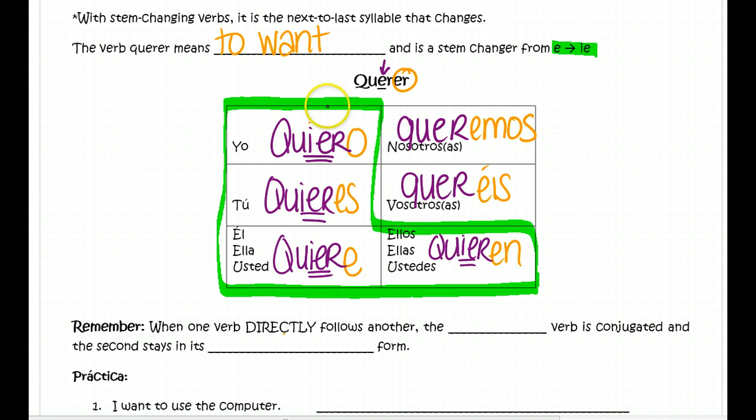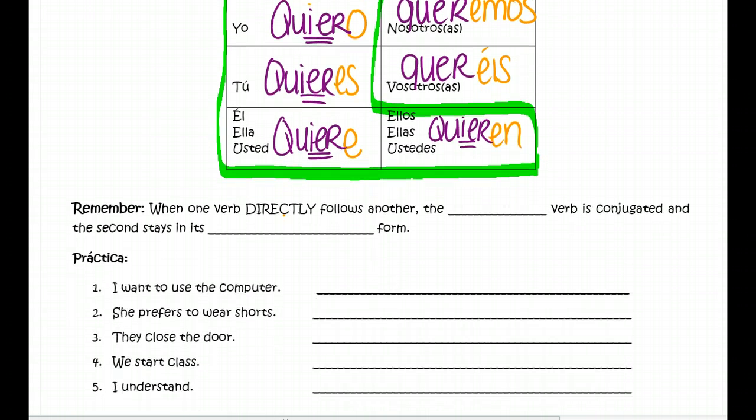So if you can just remember to draw your boot, all forms inside the boot are going to have a stem change. And the most difficult part about this really is just remembering what verbs are boot verbs. So you'll want to make sure that you hold on to this packet and you keep this note sheet so when it comes time to study, you have this available. One thing that is more of a general concept: remember that if you have two verbs directly in a row, only the first verb is conjugated. The first verb will be conjugated, and the second one stays in its infinitive form.